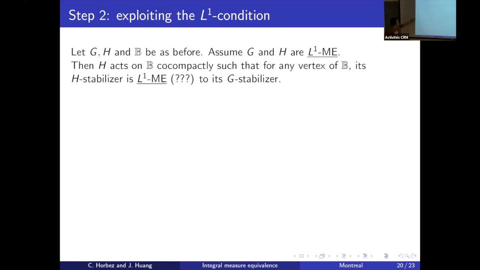Okay, so that's exactly what we do. I want to say: assume G and H are L1 ME, then the action of the H stabilizer is actually L1 ME to the G stabilizer. That's what I want to show. But there's a big problem, because if you still remember, the definition of L1 ME requires that both groups are finitely generated. Otherwise, we cannot even define what L1 ME is. So the main issue is that I don't know why these vertex stabilizers are finitely generated. If it's not finitely generated, then we cannot say it's L1 ME. We have not even defined this notion. So that's actually the main obstacle.